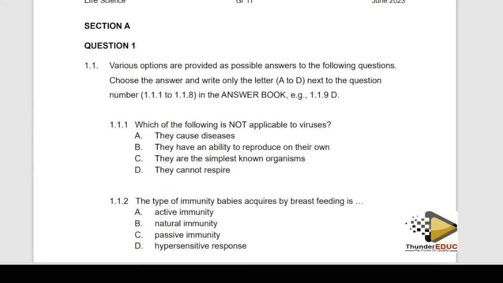Question one. Which of the following is not applicable to viruses? When you say that it is not applicable to viruses, it means that viruses cannot do that. They cause diseases. This is correct. They have the ability to reproduce on their own? No. Then they're saying the simplest known organisms. Remember, viruses are not classified as organisms.